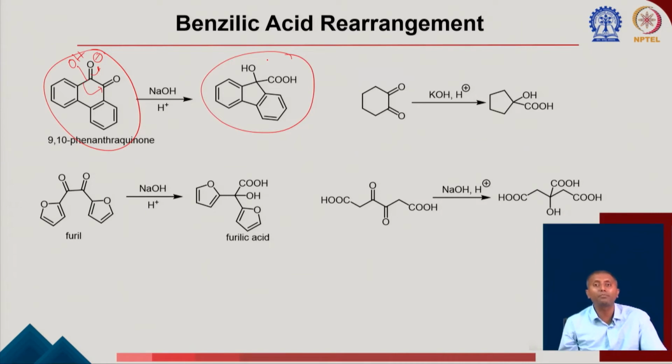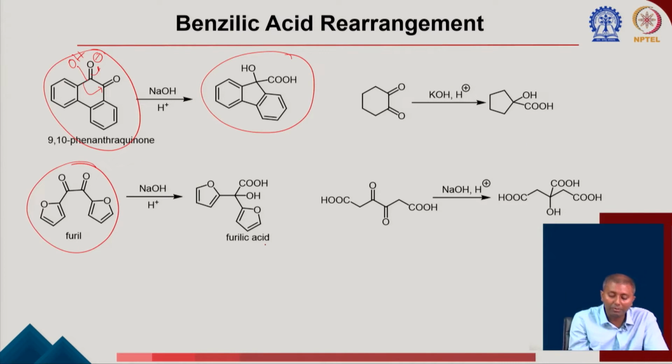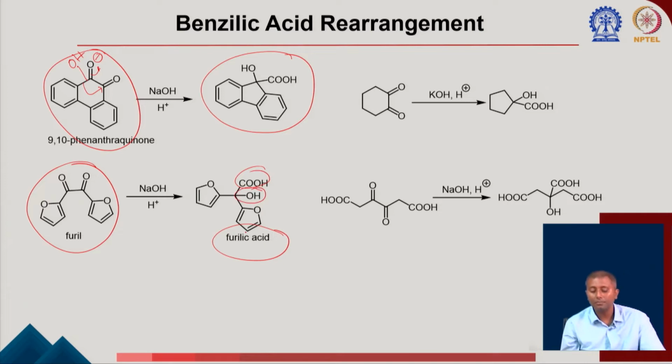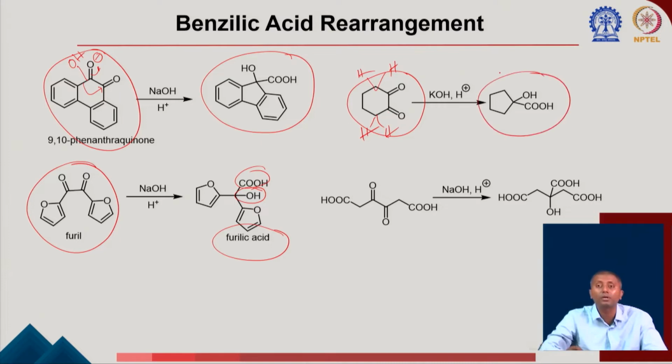It cannot only happen for phenyl, it can happen if you have a 2-furyl also. From furil it can convert to furilic acid. So at the end what is happening, you are forming a carboxylic acid and an OH. It can also happen in case of aliphatic 1,2-diketones, but the yield will be less for sure, because there will be some other reactions, as I mentioned. If you have an alpha proton of this carbonyl compound, then this alpha proton can be abstracted, and it can go for condensation and other transformations. But of course it is also going to form this particular product.